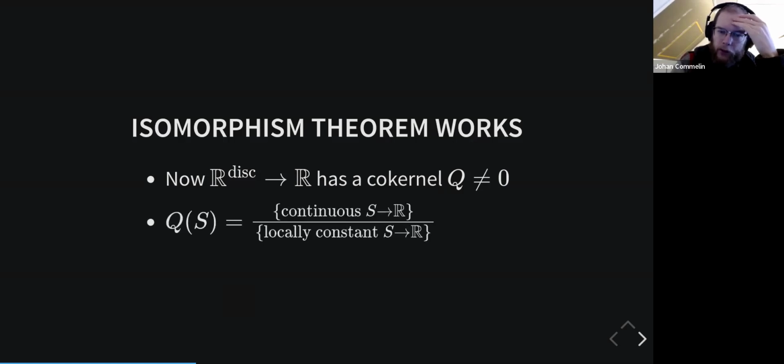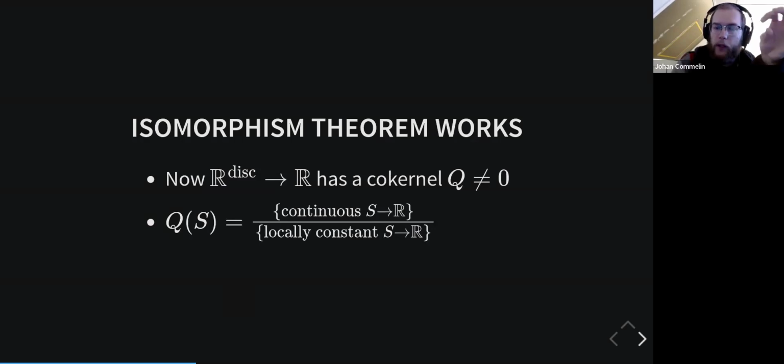And Q of S in general looks like the space of continuous functions from S to R modulo the subspace of locally constant functions from S to R. And so whenever S is non-trivial, in the sense of, let's say, infinite, then this subspace is a proper subspace, and so the Q of S will be non-zero. And so there is really some gadget now measuring the fact that this map from R disk to R is not surjective.